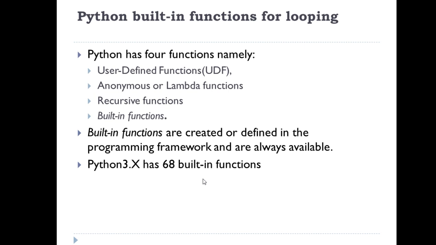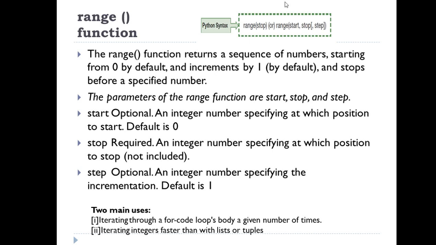Python basically has four kinds of functions for looping. One is user defined functions, the second is anonymous or lambda functions, the third is recursive functions, and the fourth is built-in functions. Python 3.x and above have 68 built-in functions. Now let's start with each of the looping statements.